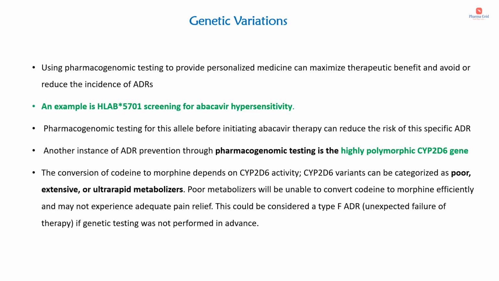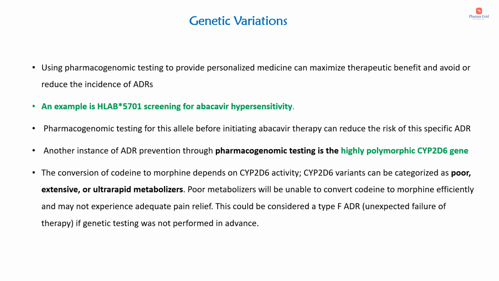Next one is genetic variations. Using pharmacogenomic testing to provide personalized medicine can maximize the therapeutic benefit and avoid or reduce the incidence of ADRs. An example is HLA-B*5701 screening for abacavir hypersensitivity. Pharmacogenomic testing for this allele before initiating abacavir therapy can reduce the risk of this specific ADR.